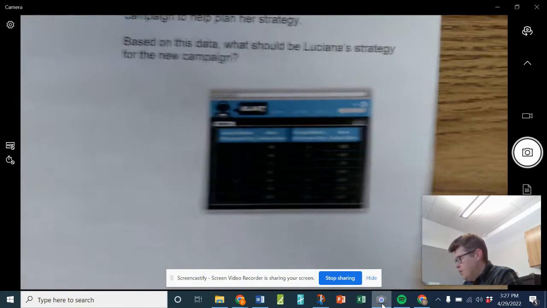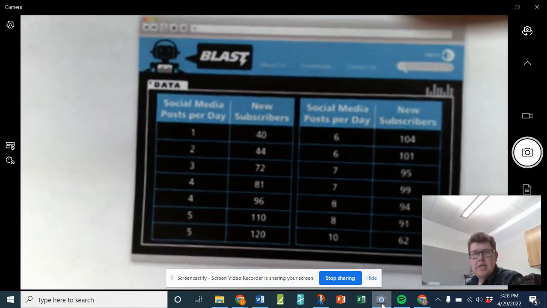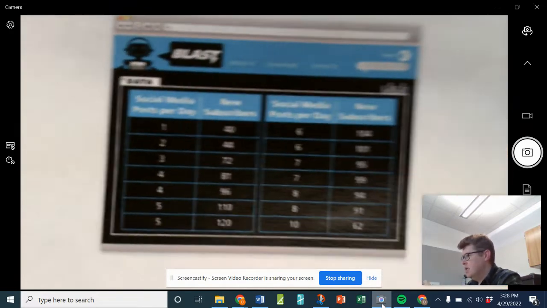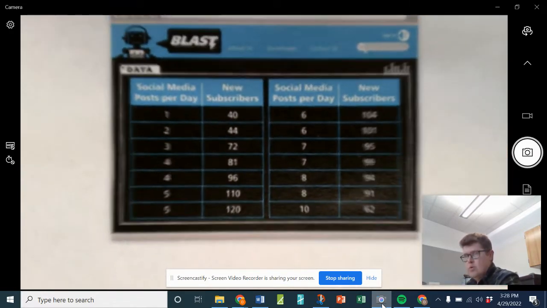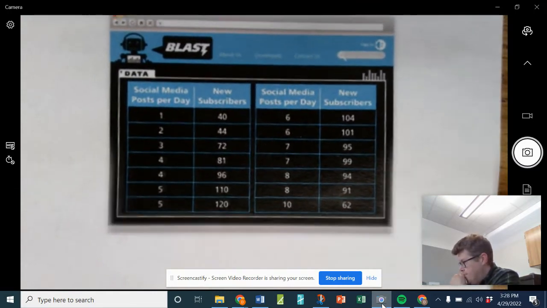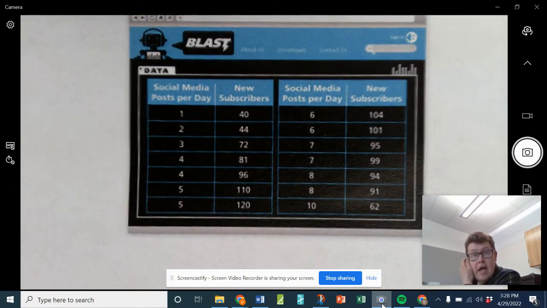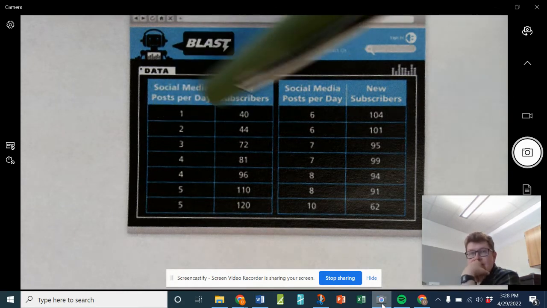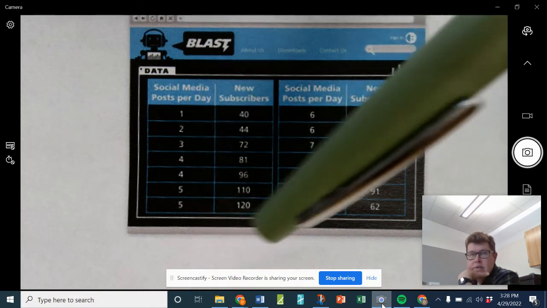All right, so I'm going to zoom in on this little chart here. We can see that she has the number of social media posts per day that she does on whatever social media app she uses, and then how many new subscribers she gets, basically based on that, right? So if she does 1, she gets 40. If she does 2, she gets 44, and so on and so on and so on.